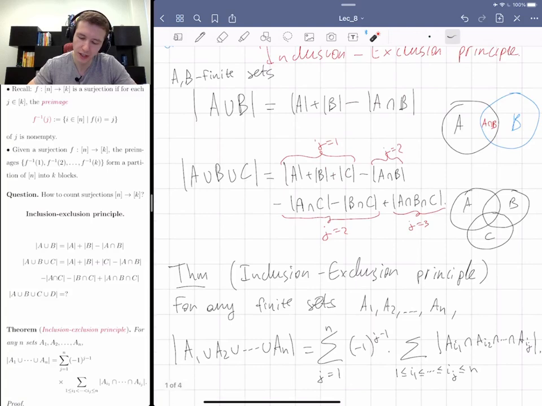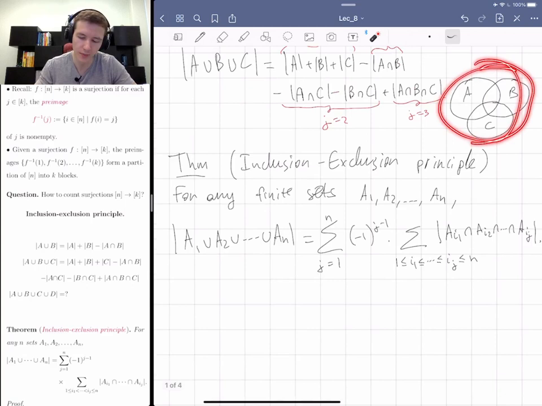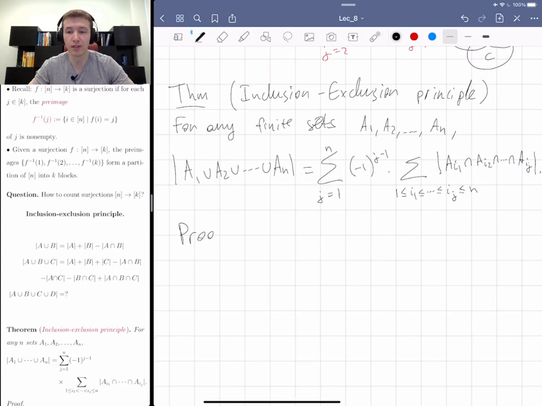And in general, this picture with more sets is going to be more complicated. So you have to actually provide a rigorous argument. Maybe that's clear or not clear, but it relies on our knowledge of binomial coefficients. So let me write down a proof.